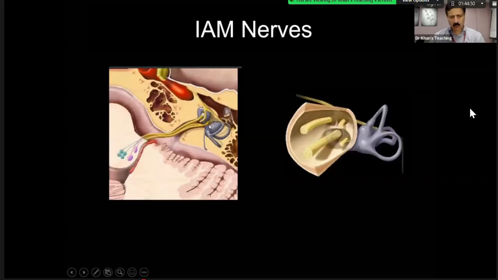So from the vestibule, 2 nerves come into the IAM. This is superior vestibular and inferior vestibular nerve. And from the cochlea, the nerve which comes into the IAM, or this nerve goes into the cochlea, is known as the cochlear nerve. Now here they join together, and this complex is known as vestibulocochlear nerve, 8th nerve. Now, to add to that is the facial nerve.